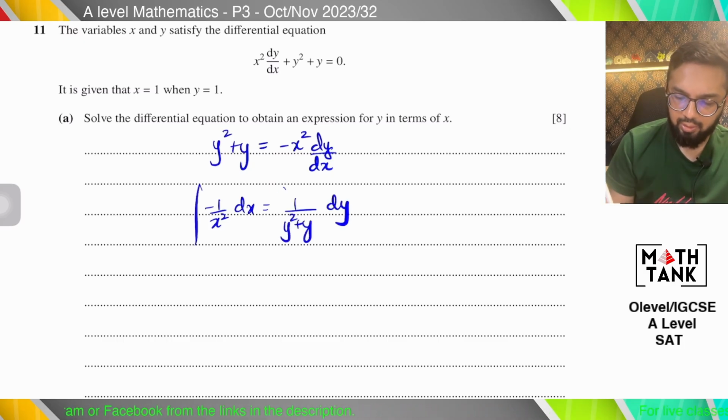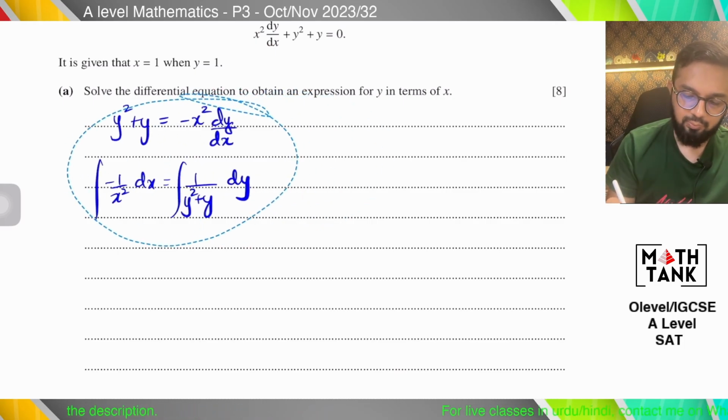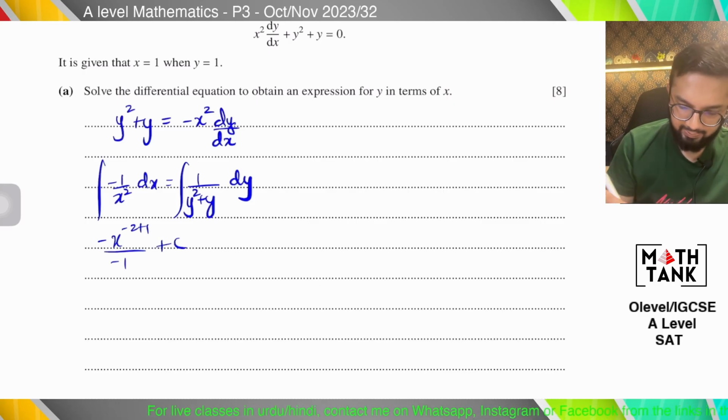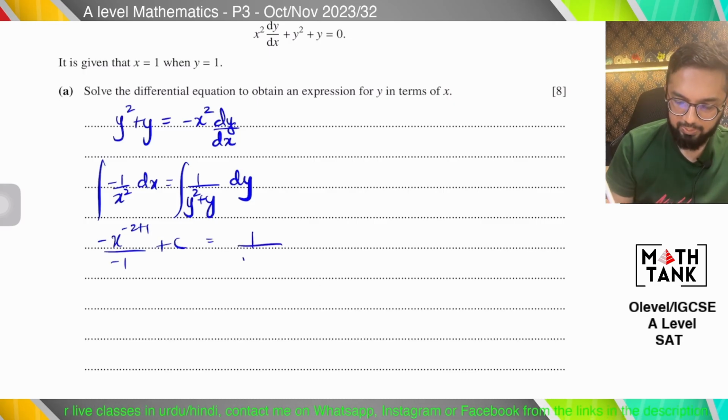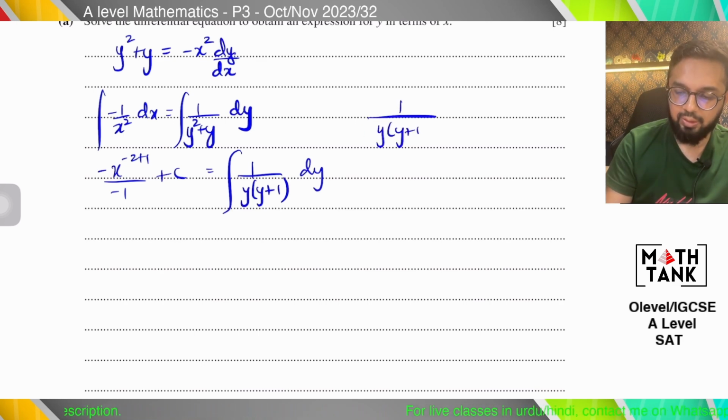I shuffled around and I've said that this should become minus x power minus 2 plus 1 divided by minus 1, plus c. Let's call that here. What this becomes is it breaks down into partial fractions. So I will have to do partial fractions here. I'm going to say that 1 over y into y plus 1 breaks down into a over y plus b over y plus 1.